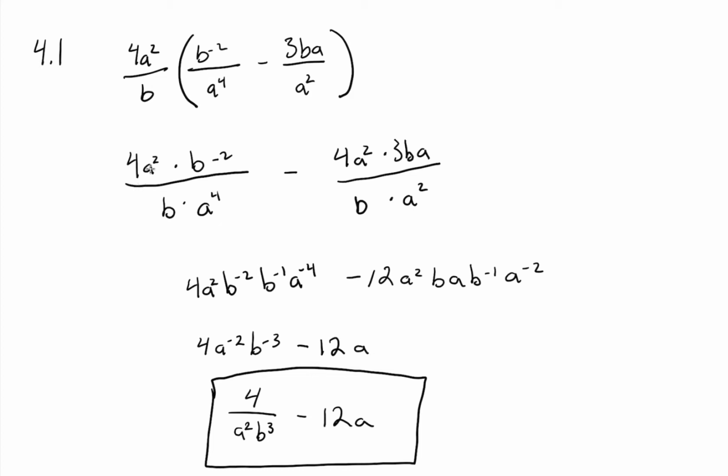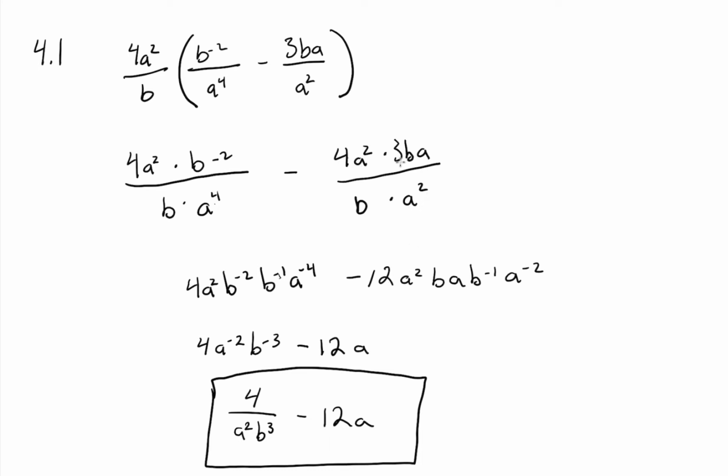We got 4a squared over b times the first fraction, which is b to the negative 2 over a to the 4. So we multiply those together, which gives us 4a squared, and you just write what you have on the top. 4a squared b to the negative 2, that's everything across the top. And then we brought our b to the top, which means we flipped the exponent, so it became a negative 1. Same thing for the a. We flipped the exponent, it became a negative 4. Same thing over here. We said 4a squared over b times 3ba over a squared.